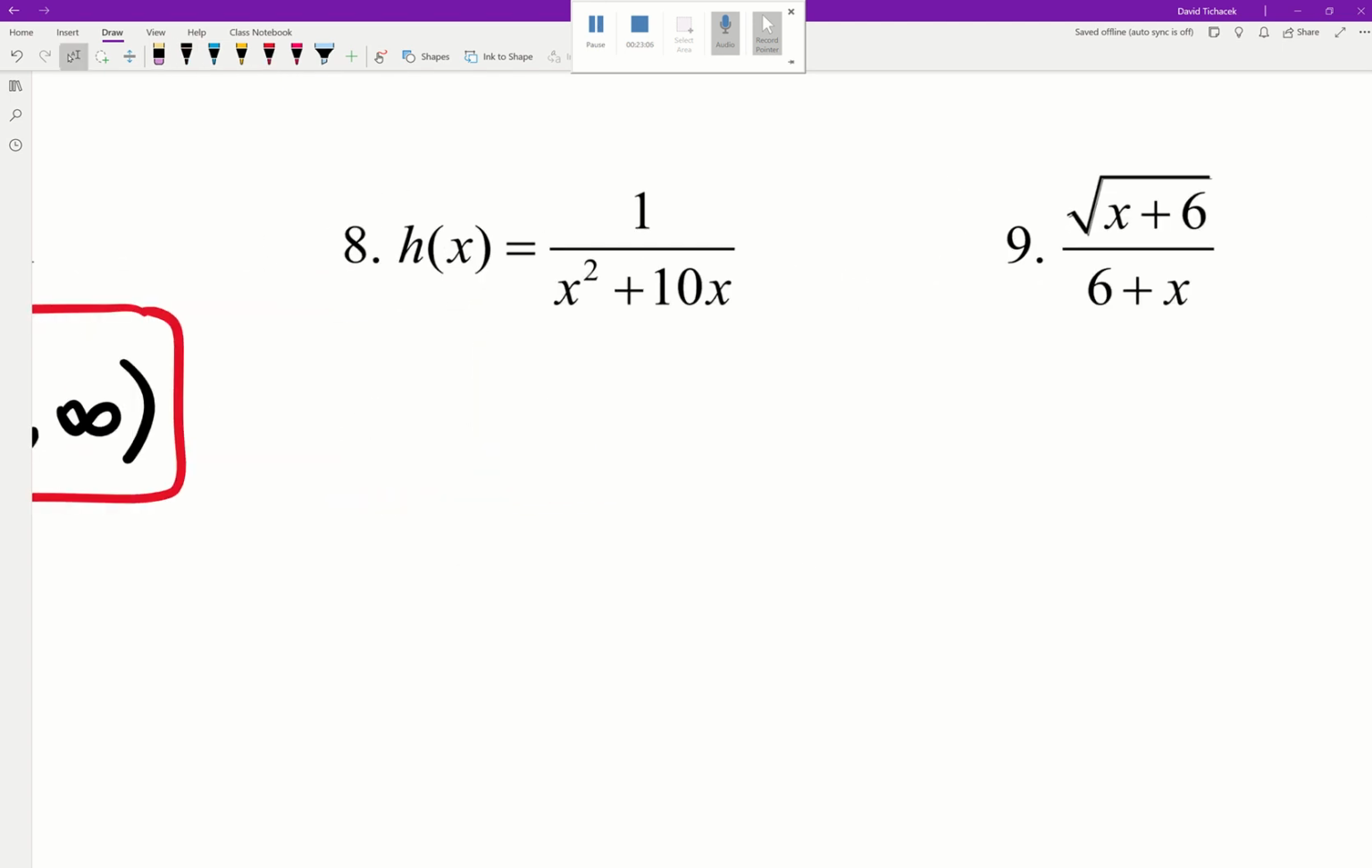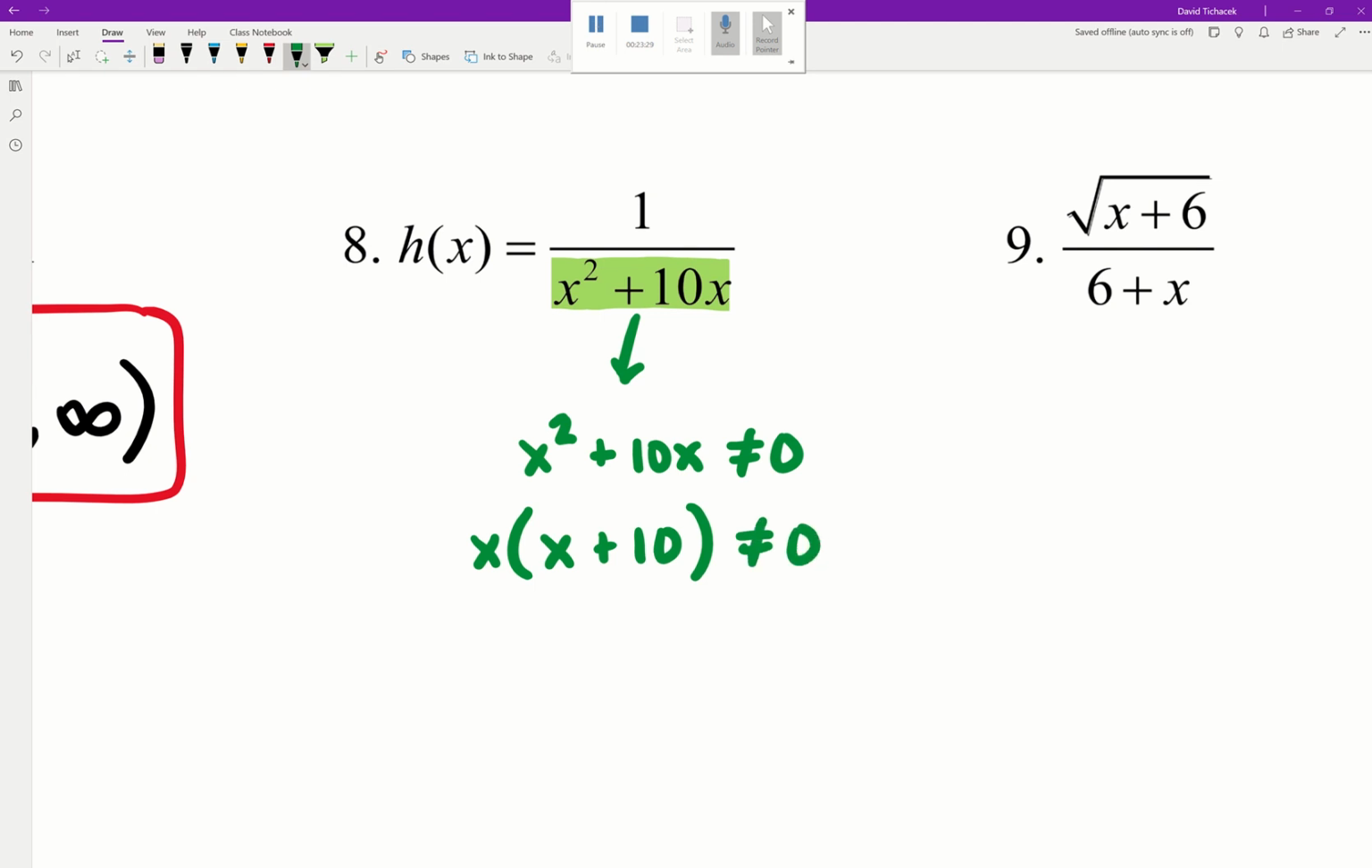In the next one here, we notice that the denominator is x squared plus 10x. That is something that we have to say is not allowed to be equal to 0 because that would violate one of our rules of algebra here. So I'm going to say it is not equal to 0, and then I'm going to just simply solve that. Well, on the left-hand side, I've got a polynomial. I could just simply factor out an x and say that that's x times x plus 10, and then zero product property says that x is not allowed to be equal to 0, x plus 10 is not allowed to be equal to 0, and if you solve that second one, x is not allowed to be equal to negative 10.